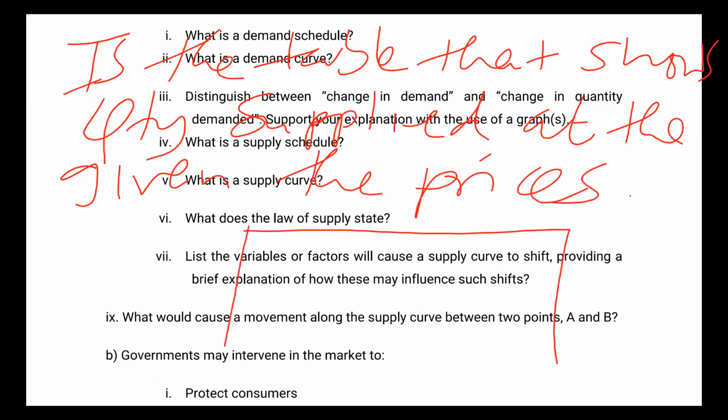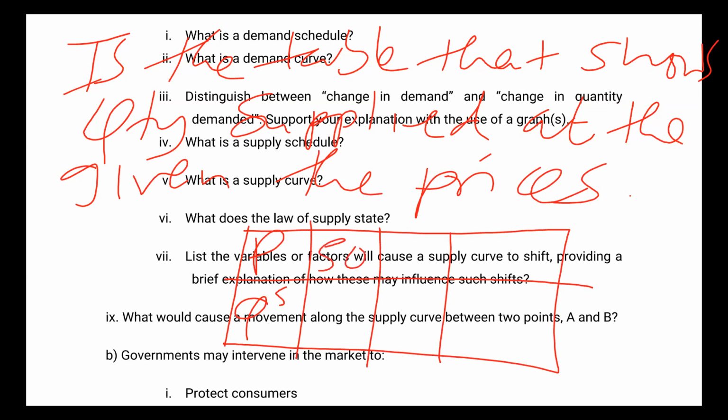And so the illustration is of this. You have the price here, you have the quantity supplied. And so these are the prices. So when the price is 50, we can supply 100. When the price is 25, we can supply 30. And when the price is 5, we can supply 7. So you can see that as the price is reducing, even the quantity supplied reduces.